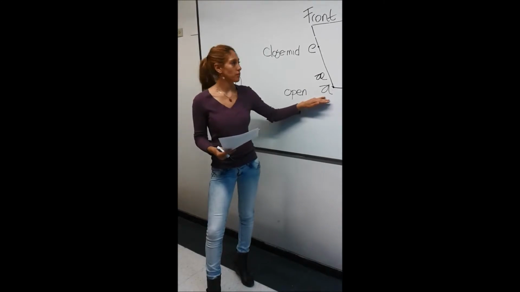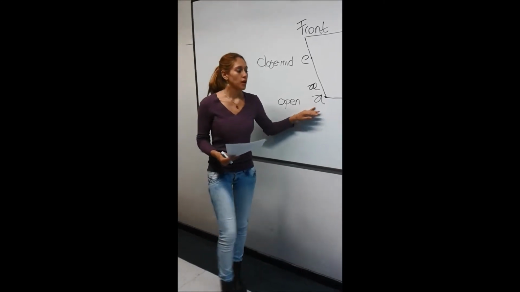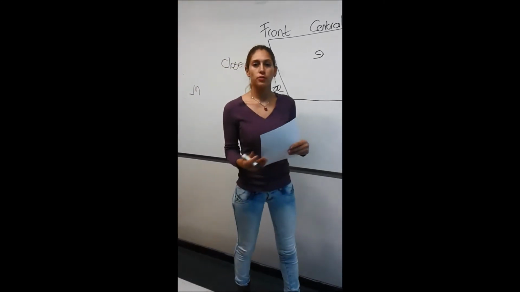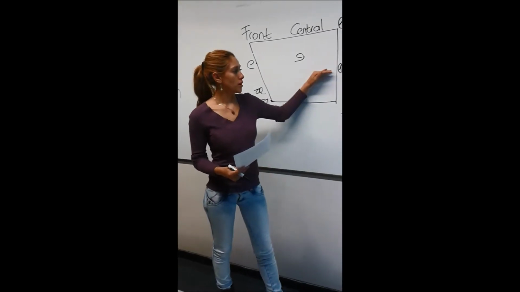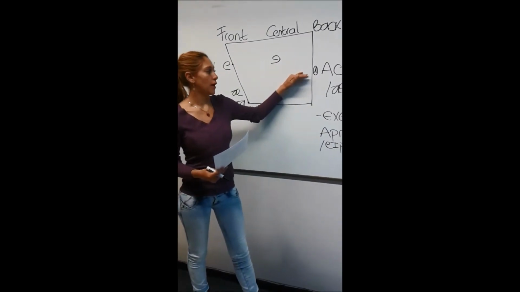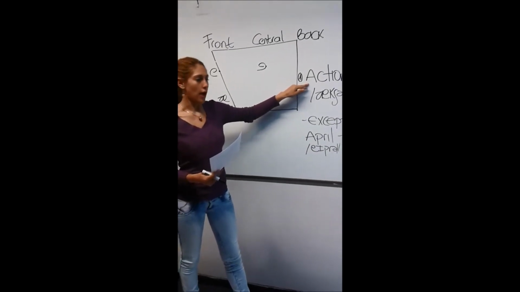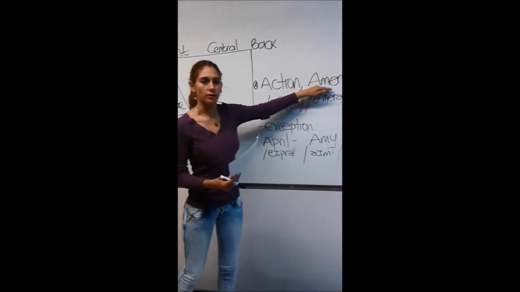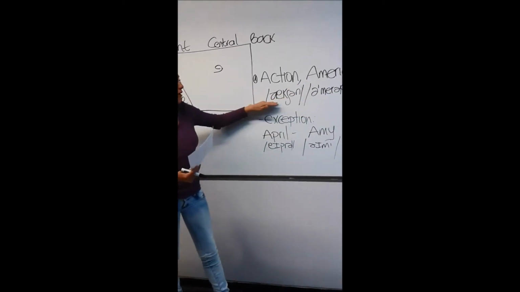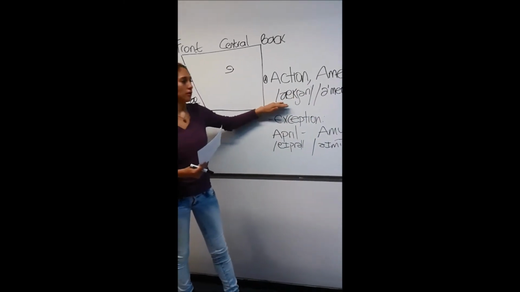The other vowel is A. As you know, vowels in English are absolutely different compared to vowels in Spanish. This is the symbol, A. This vowel has three rules. The first one is when the word begins with the vowel A. For example, action, America. The correct pronunciation is as in Spanish, A.